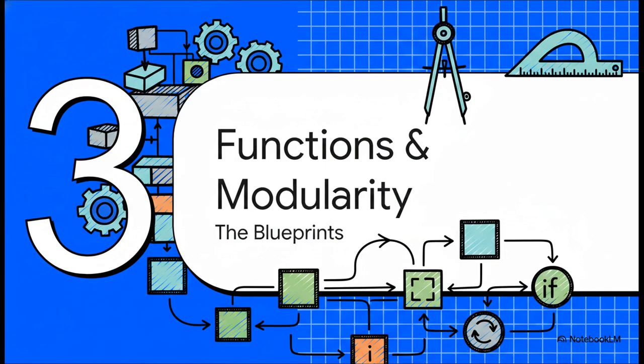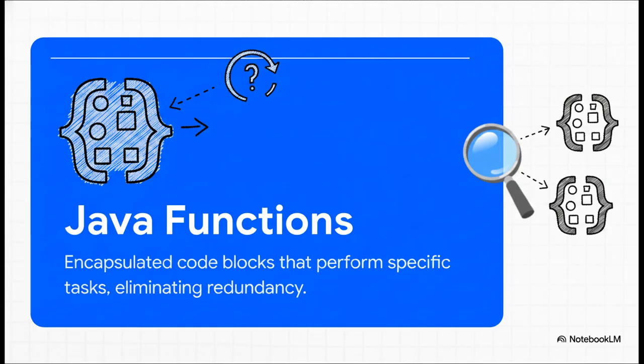Okay, Section 3, functions and code modularity. Think of these as your structural blueprints. If there is one huge takeaway from these notes, it's that Java functions are your ultimate anti-duplication tool. They're basically encapsulated blocks of code that perform very specific tasks. Imagine writing a loop to check if a number is prime. Instead of copying and pasting that entire chunky block of code every single time you need it, you just wrap it up in a function. It immediately becomes this reusable blueprint, wiping out redundancy entirely.